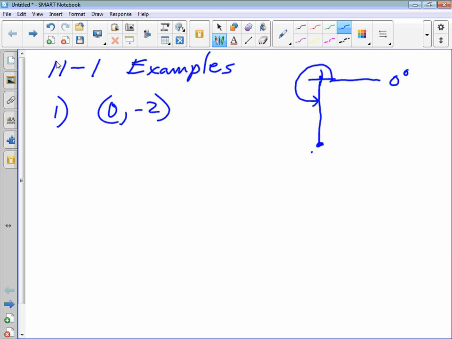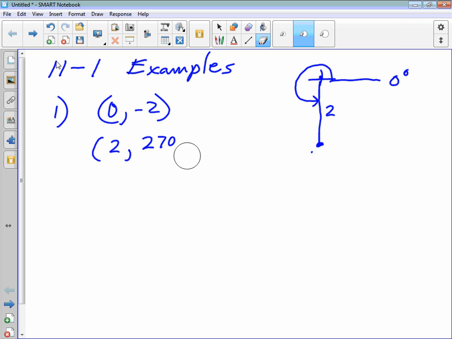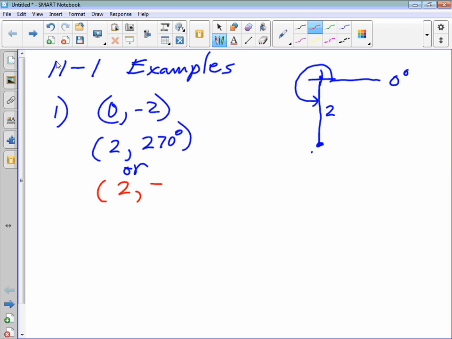270 degrees. And of course the distance is now just 2. It's not -2 or +2, it's just 2. That is one difference. So (0, -2) would be the same as (r, θ) = (2, 270°). I better put a degree sign on there. Or an alternate version would be (2, -90°). Or of course you could do it in radians as well.